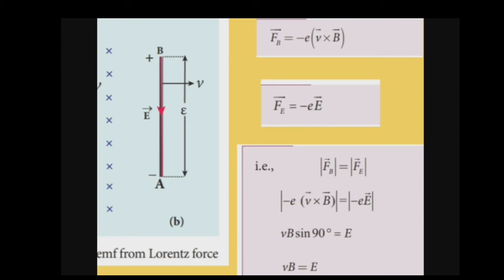Next one, the potential difference across the rod AB is V = EL. So now we get V = vBL. The potential difference produces an EMF. Next one, the EMF ε = BLv.